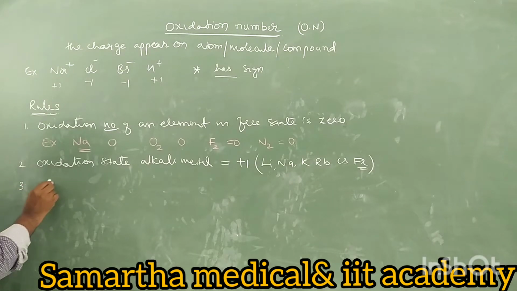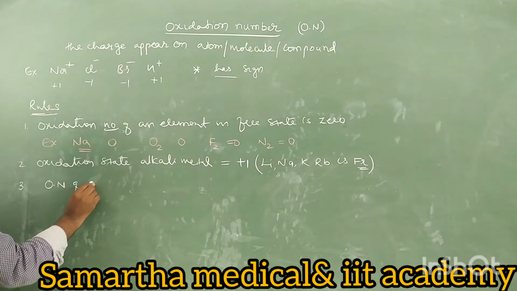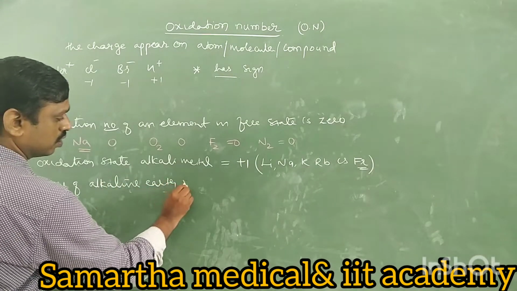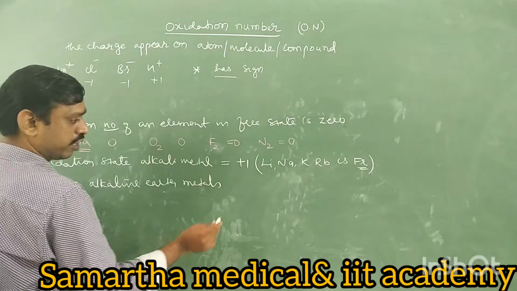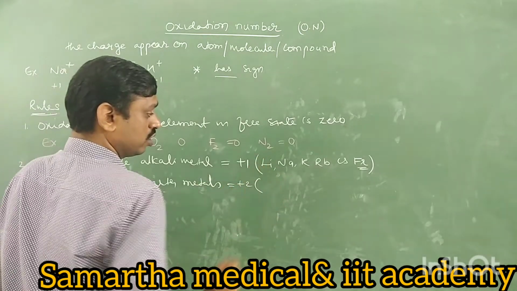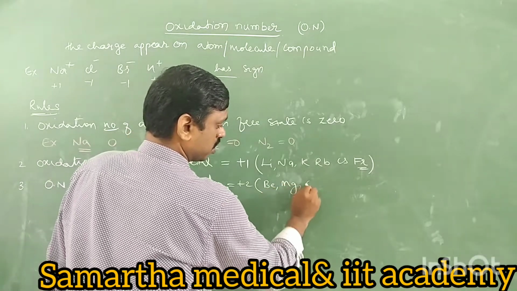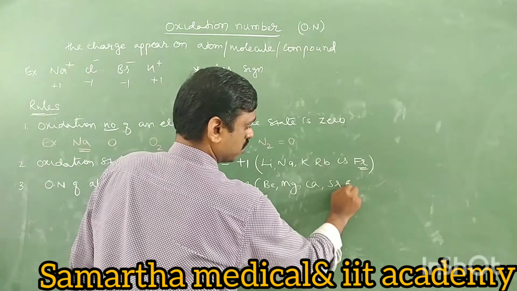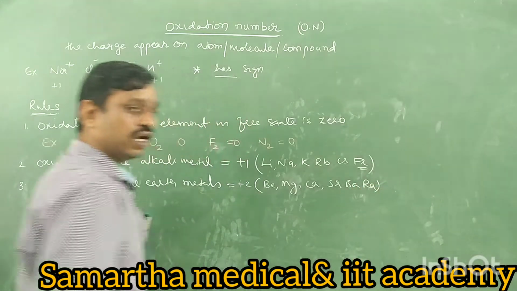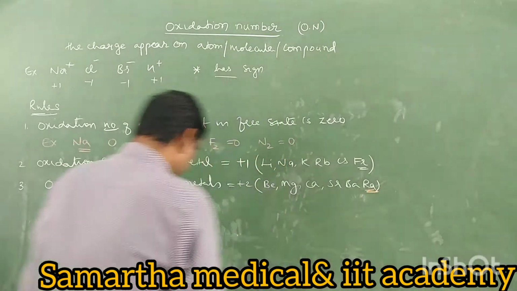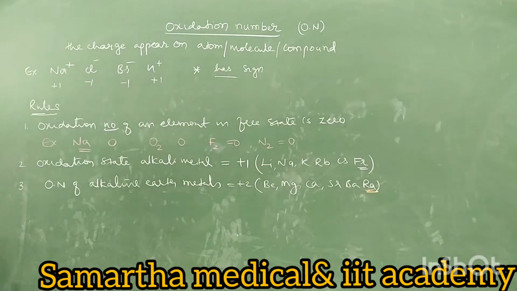Next, third rule. The oxidation number of alkaline earth metals. Can you tell me? It is plus 2. So what are the alkaline earth metals? Beryllium, magnesium, calcium, strontium, barium, radium are alkaline earth metals. Here radium is a radioactive element. Next, fourth rule.